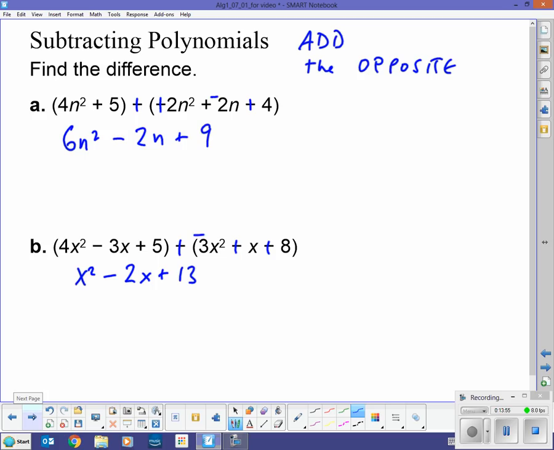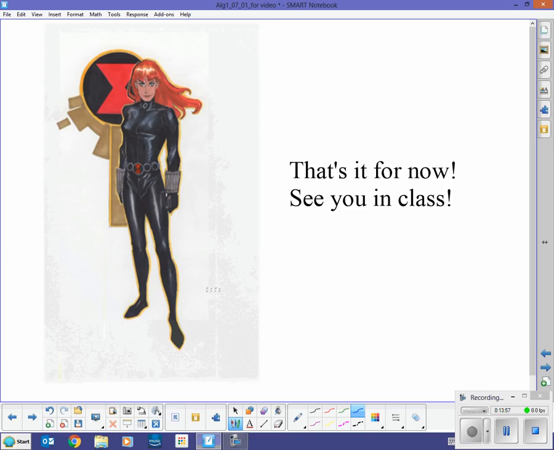But otherwise, if not, I am done. That's Black Widow from the comics.